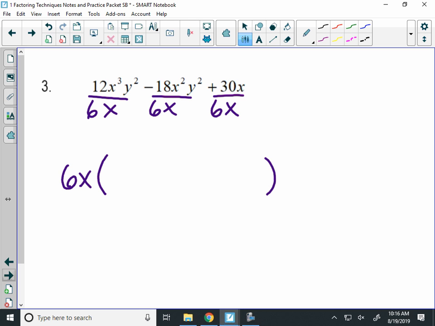Then you can divide that out of every term. What's left from the first term when I divide 6x out of it? 2x squared, y squared. So there's still a y inside. What about the next term? What does that simplify to be? -3x y squared and plus 5. There you go. Okay. So a little bit more complicated looking, but really not that much more complicated of a problem.